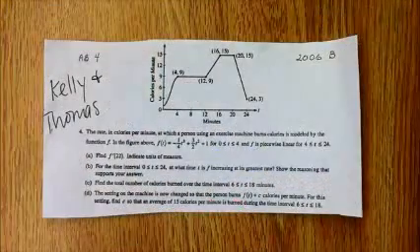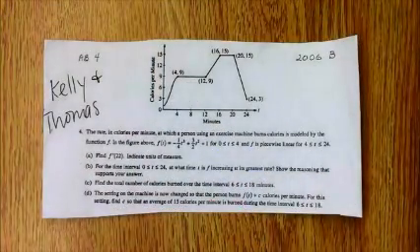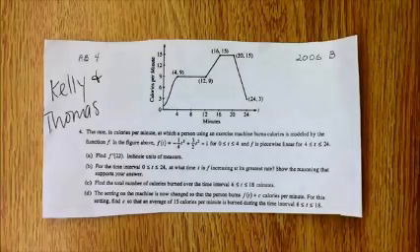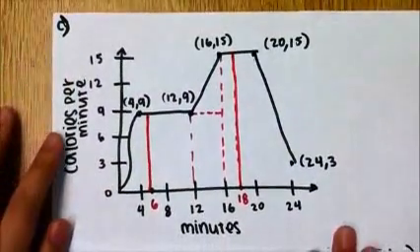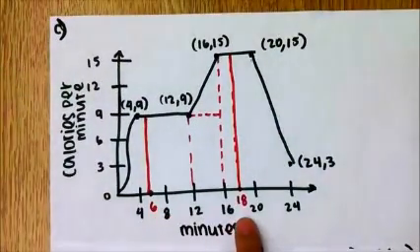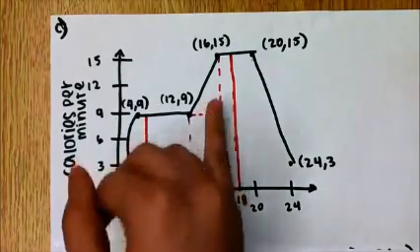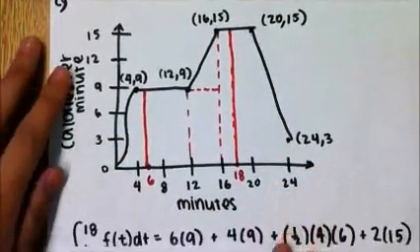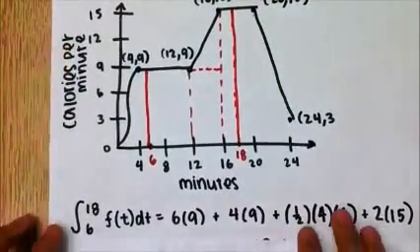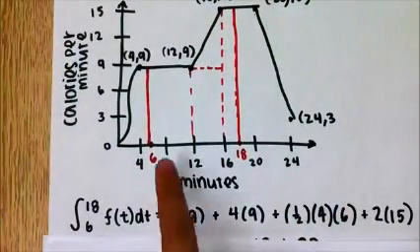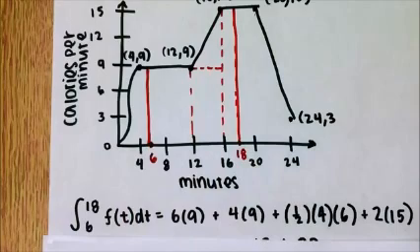Okay, C says find the total number of calories burned over the time interval 6 is less than or equal to t, which is less than or equal to 18. So what they want to do is find the area under the graph from 6 to 18. And I plotted it here, and I split it up into 4 things. And so you can find the area by simply figuring out what these areas are and adding them together.